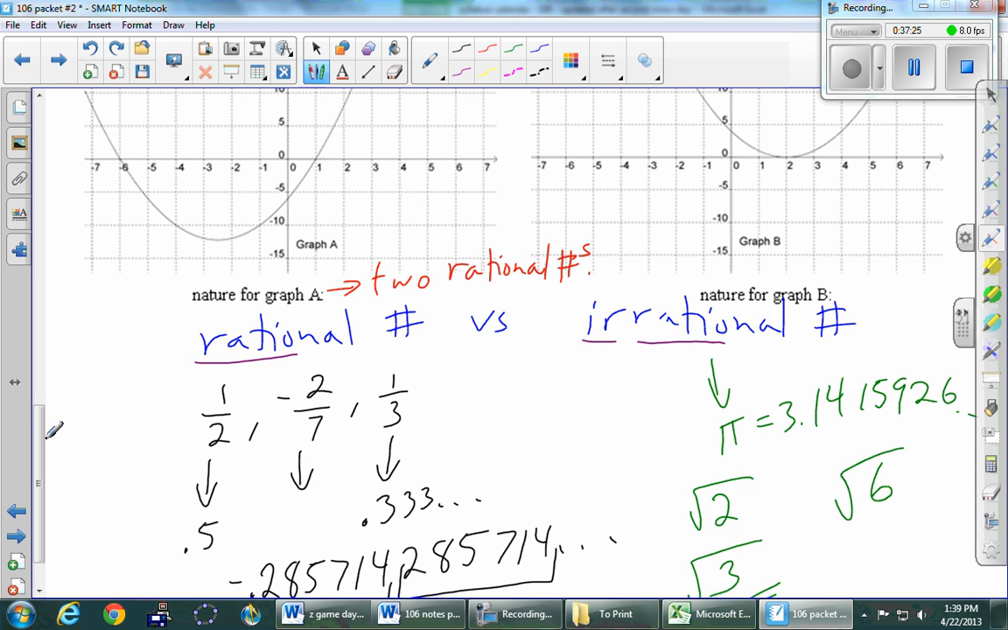Without really worrying about what they are, we're just saying how many there are and what kinds of numbers there are. There are 2 of them. They appear to be both rational numbers.